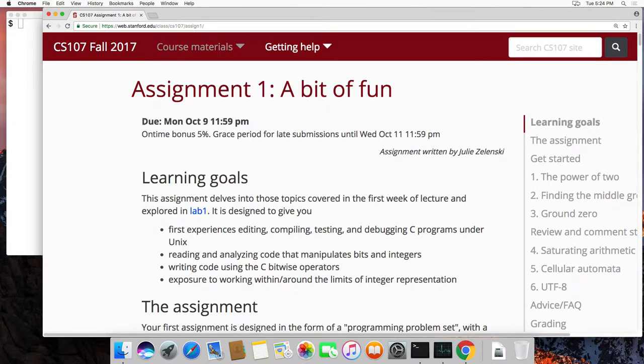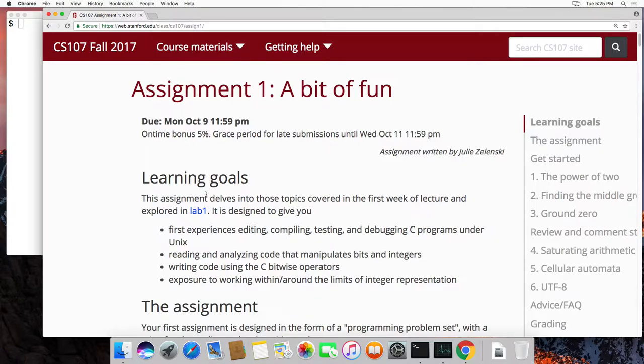A couple things to start off with. First of all, it's due next Monday at midnight. I'll talk a little bit about the on-time bonus later, but basically if you get the assignment in on time, we give you 5% extra. If you do need to take extra days for being late, you don't get the 5% bonus.